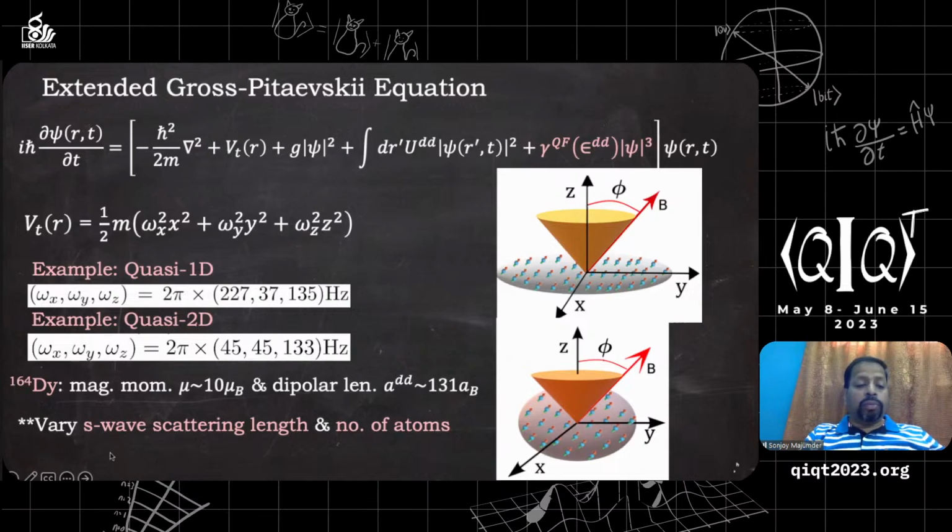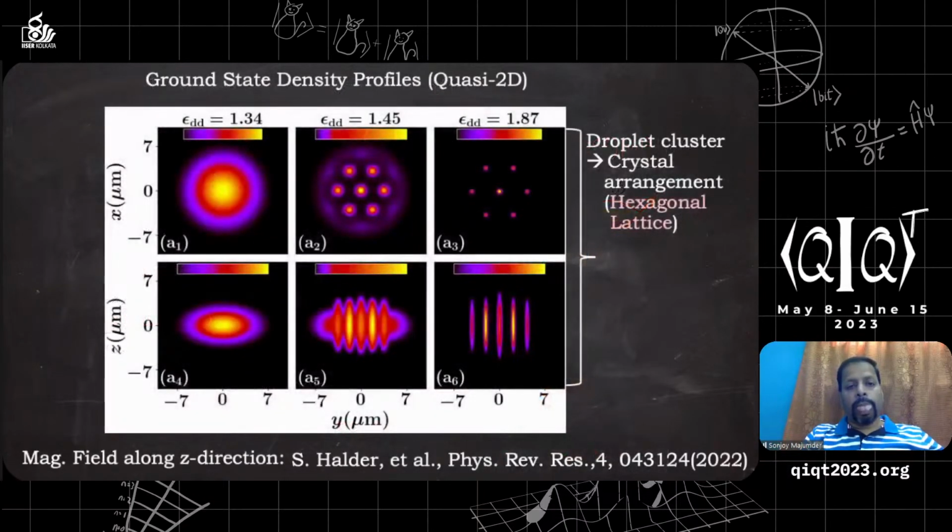So here we also consider the S-wave scattering length, and what we will be doing here is varying the S-wave scattering length using the Feshbach resonance, and also considering different numbers of atoms in the condensate. Now the results which you see are from this Physical Review paper.